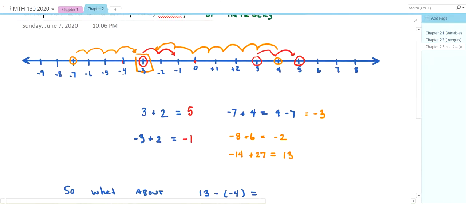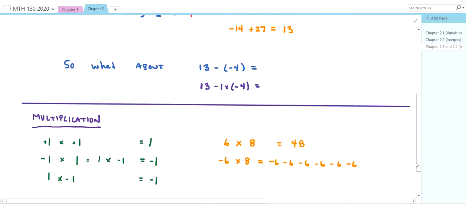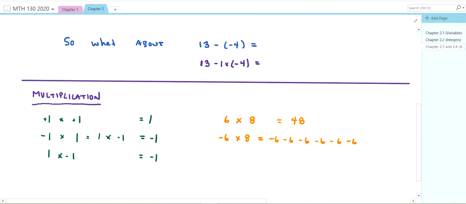If I had 6 of these minus 6's added, if we scroll up here to our number line, I'm starting at this minus 6, and then I'm subtracting 6 off. I'll be at minus 12. I'll subtract 6 off, I'll be minus 18. 6 more off will be minus 24. 6 more off, minus 30. 6 more off, minus 36. We're missing 2 up here. 6 off, minus 42. 6 off, minus 48. So this is minus 48.